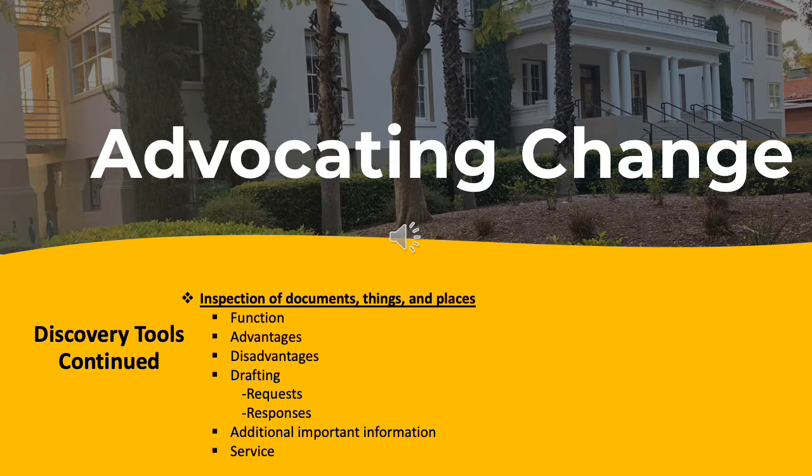Service for inspections of documents, things, and places. The inspection demand must be signed. The copies must be verified and served with a proof of service. It is not filed in court, and you keep the original copy. Failure to serve the written responses on time waives all rights to object to the inspection demand or claim privileges, and everything must be produced.